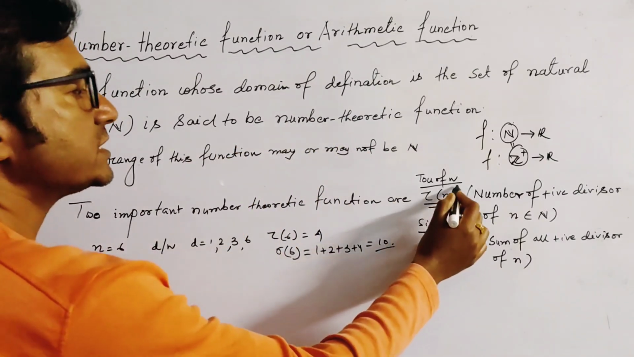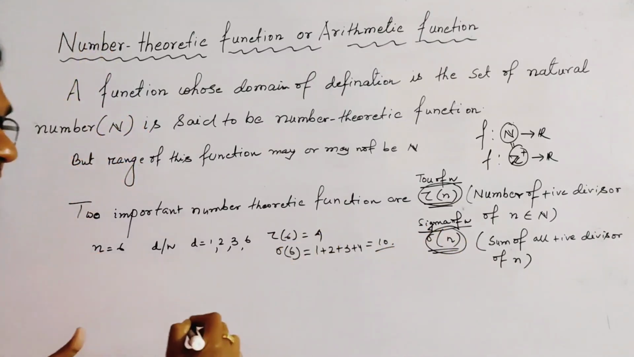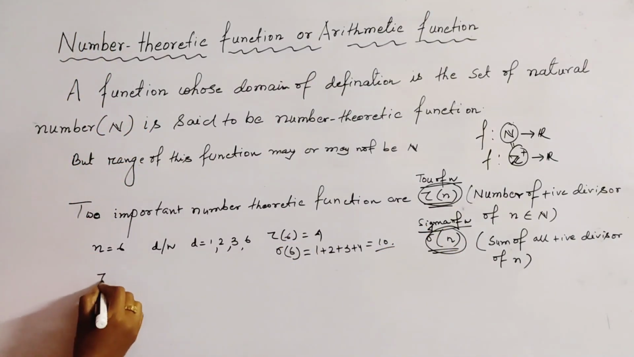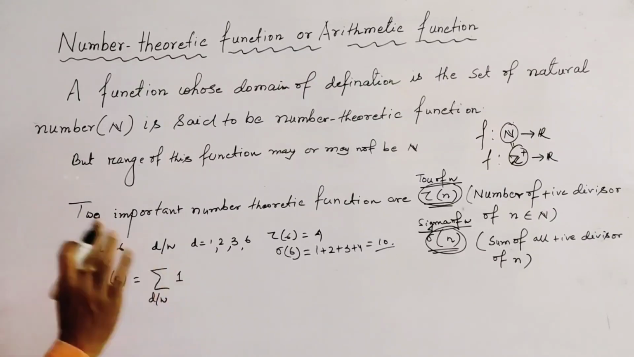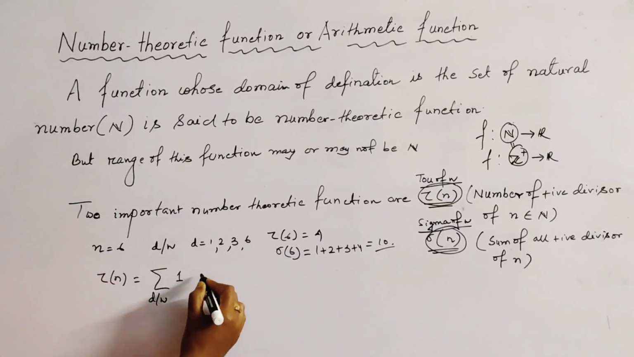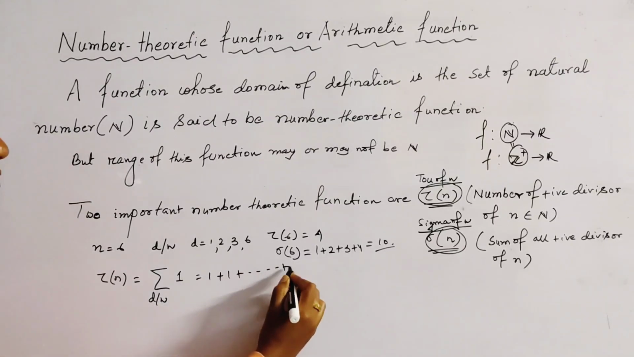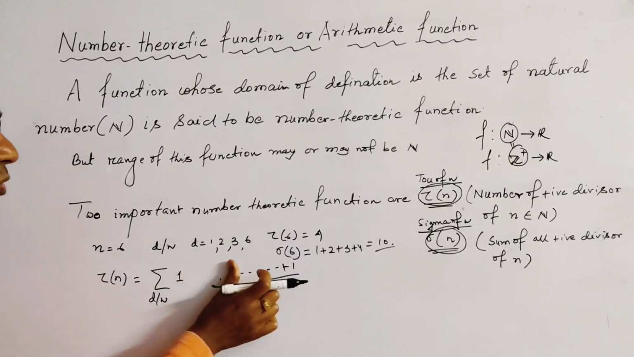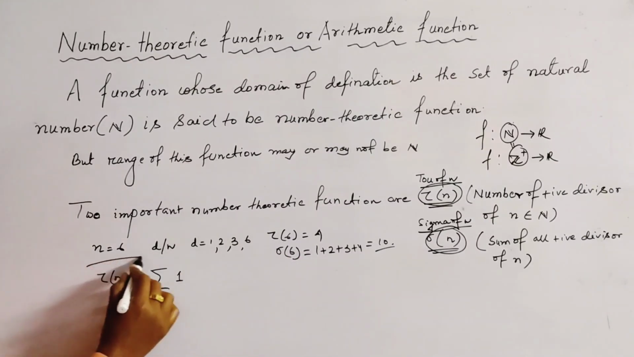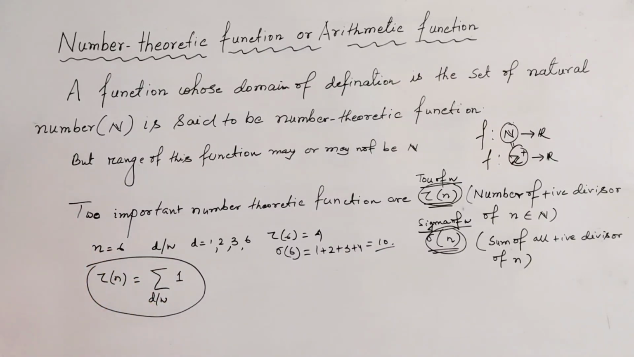And we define sigma of n and tau of n as a definition or as a symbol. Tau of n is equal to the sum of 1. The sum of what? The number of 1s, for d dividing n. For each positive divisor d of n, there will be 1. Okay. Now this is 1 plus 1 plus 1 plus 1. The number of 1s is the number of positive divisors. So we define here tau of n is equal to summation of 1 over d dividing n.